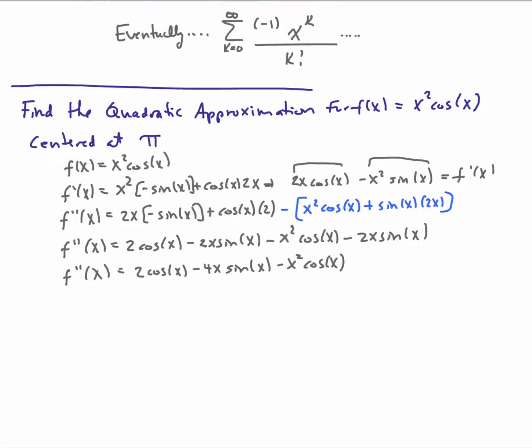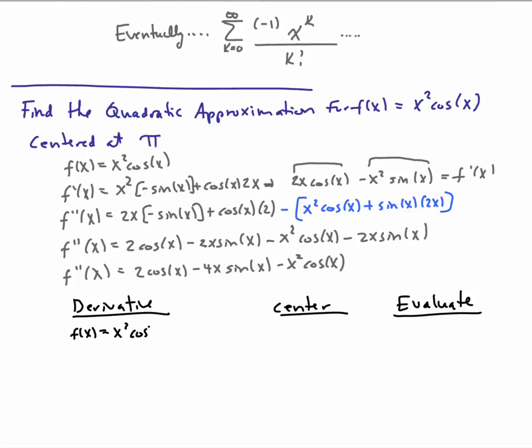Now I'm going to go ahead and start my table. So my table is derivative, my center, and then evaluate. So my derivative, I'm going to start with f of x is x squared cosine of x. My first derivative, and that's right up here, would be 2x cosine of x minus x squared sine of x.